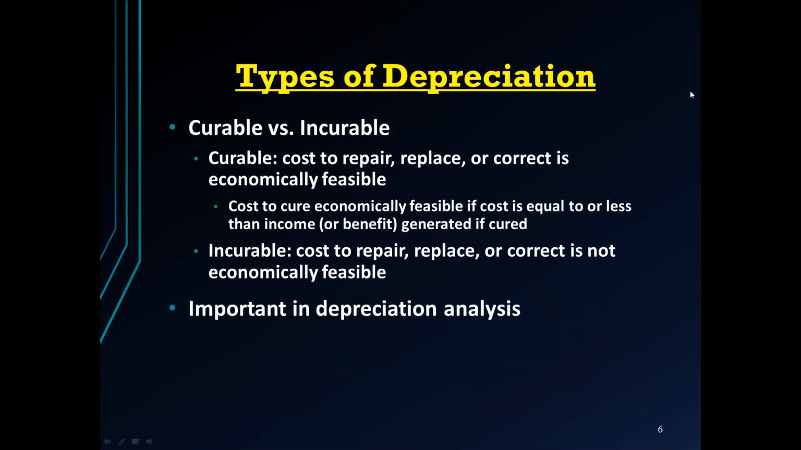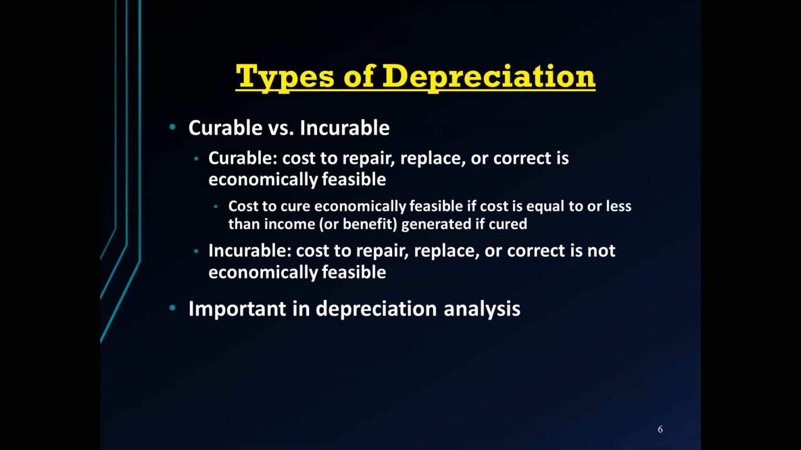So the first thing we need to talk about is curable versus incurable. And what this means is when we're talking about depreciation or some sort of obsolescence, we consider it to be curable if the cost to remedy that, to repair it, replace it, correct whatever the defect is, or the obsolescence, it's curable if it's economically feasible, which basically means if the cost to remedy the problem is equal to or less than the income or the benefit generated if you were to cure that obsolescence.